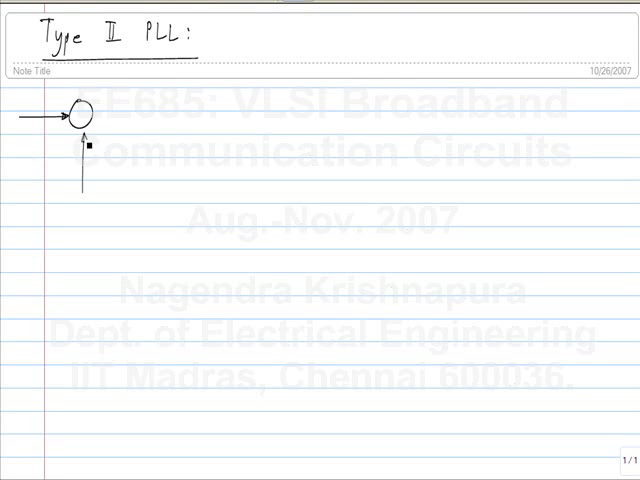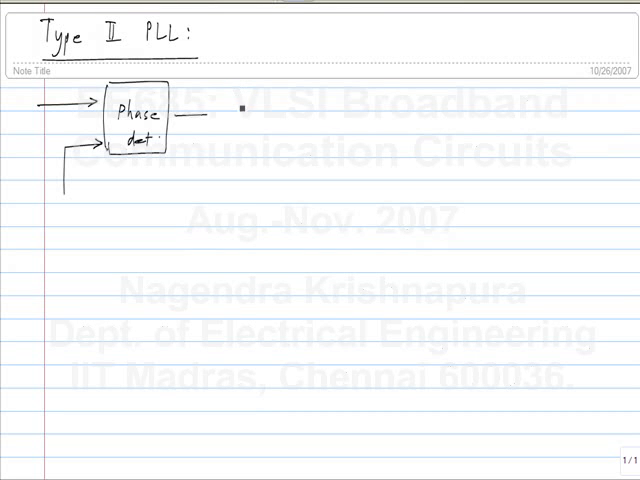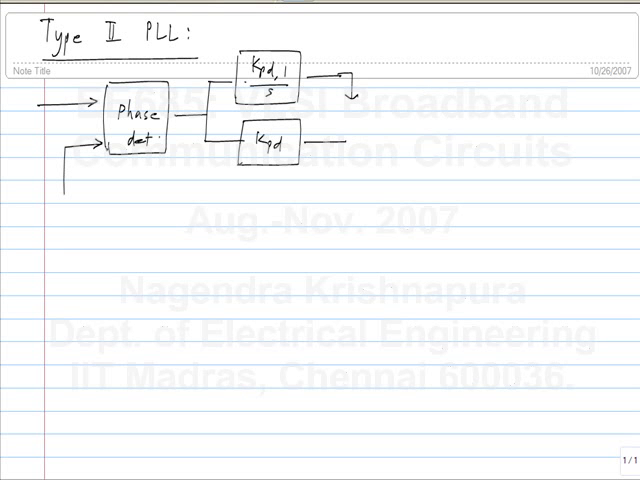In the phase domain, rather, the block diagram we have is that of a phase detector. We compute the difference in phase and we pass it through two paths, a proportional and an integral path. Add them and feed this to the VCO.